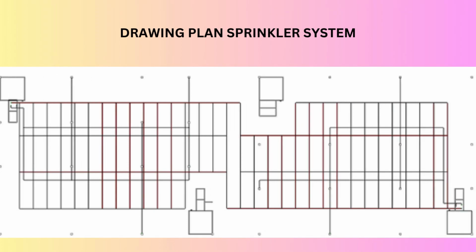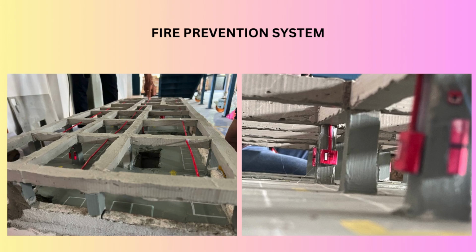Okay, next, in this project we also installed the fire protection system, which includes a sprinkler system, fire extinguisher, post rail and the alarm bell. And this is the drawing plan for the sprinkler system, showing how the piping has been laid and the way the water flows through. Okay, this is the fire prevention system that has been installed by us at the podium at level 2.